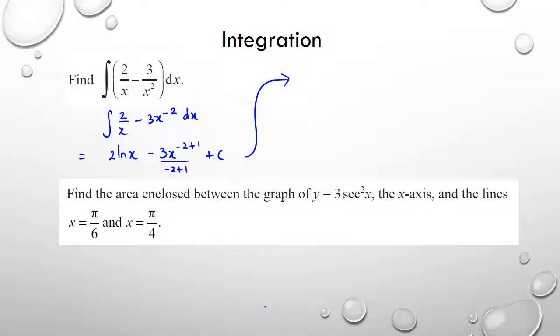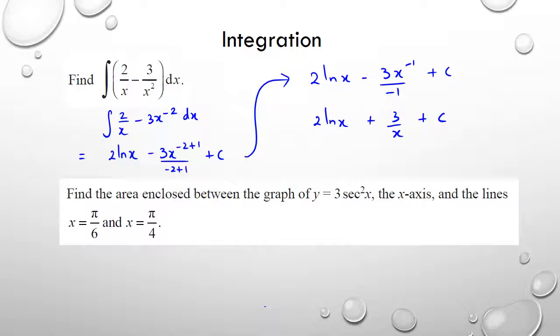So this, when we integrate it, we're going to get 2 ln of x minus 3 times x to the power of -1 divided by -1 plus c. And if you really want to simplify this further, we're going to get 2 ln of x plus 3 over x plus c. Okay, that's the first one.